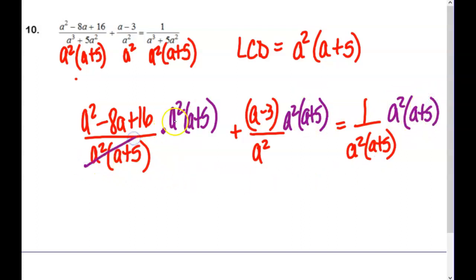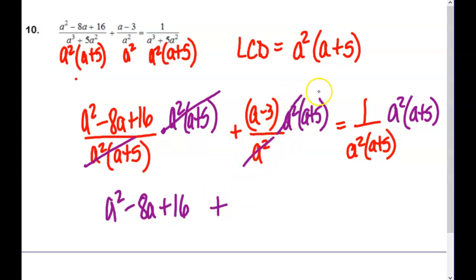And I'm multiplying each one of those by an a squared a plus 5. So this guy, all that drops out, and I don't have a denominator anymore, but I have all this junk on the top. This, only the a squared divides out, so what am I going to have to do here? I'm going to have to multiply those together, right? FOIL them out.